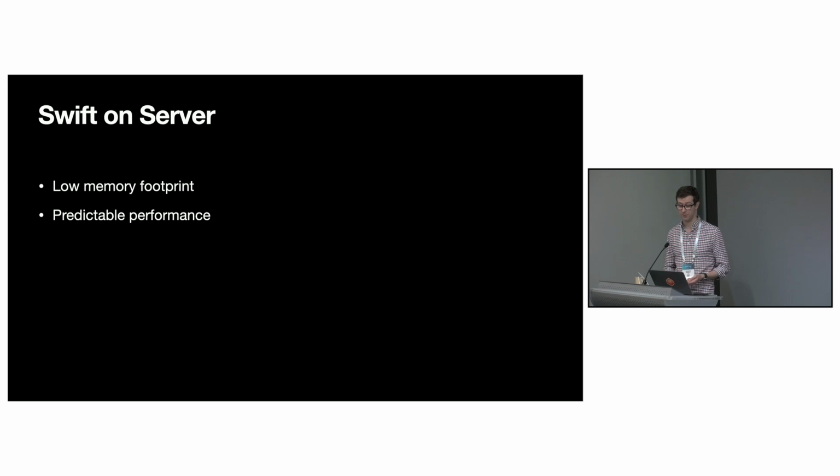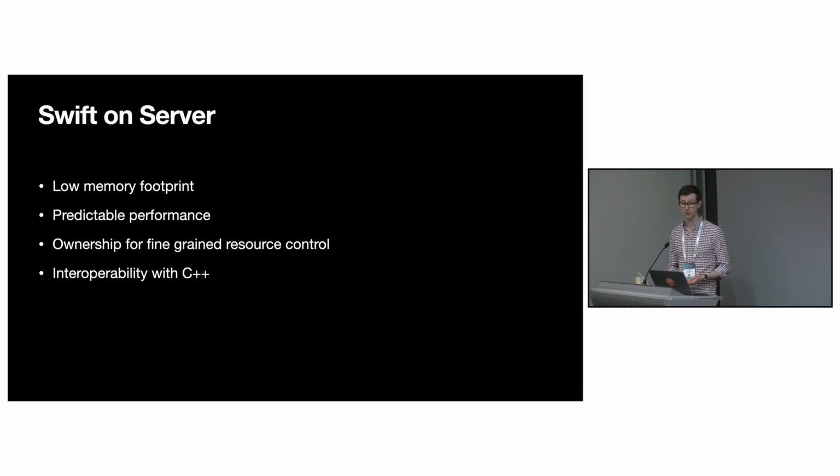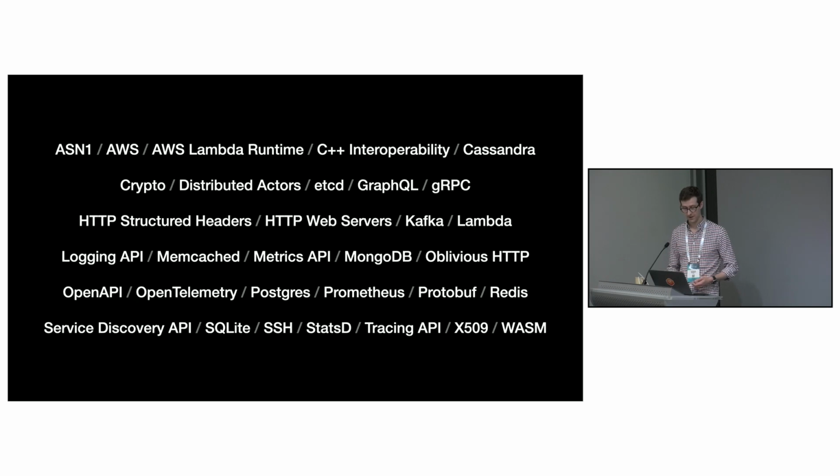It has predictable performance, in part thanks to automatic reference counting. It also has advanced ownership features, which give you precise control over resources when you need it. There's also great interop with C++, so you can reuse existing libraries. Swift also has first-class support for concurrency built right into the language, making it easy to write scalable server applications. There's also a passionate and growing community with support for a variety of technologies, some of which are listed here.